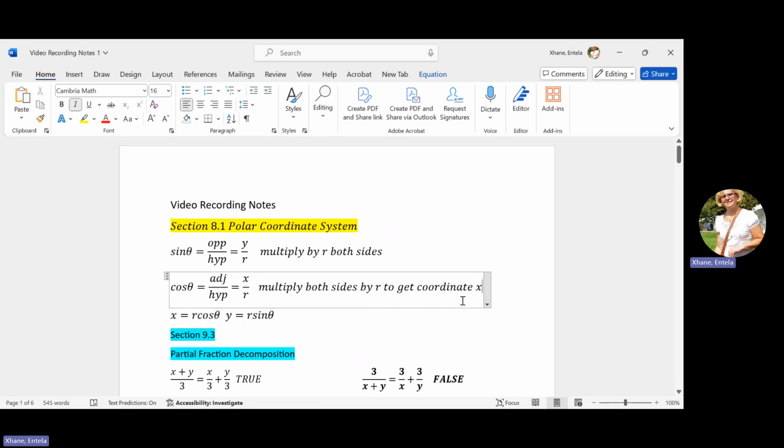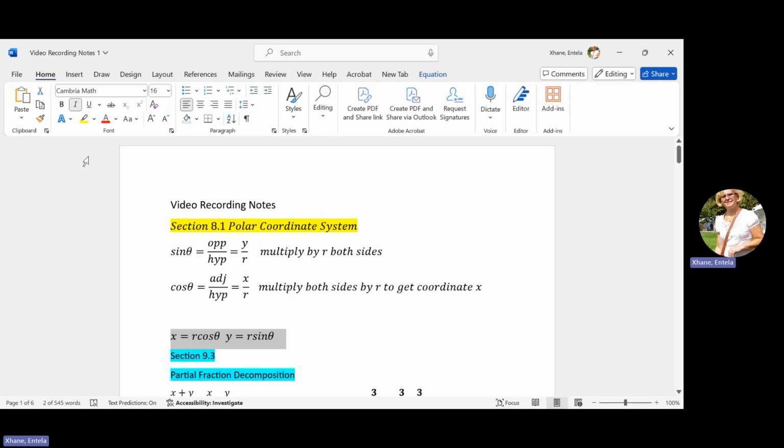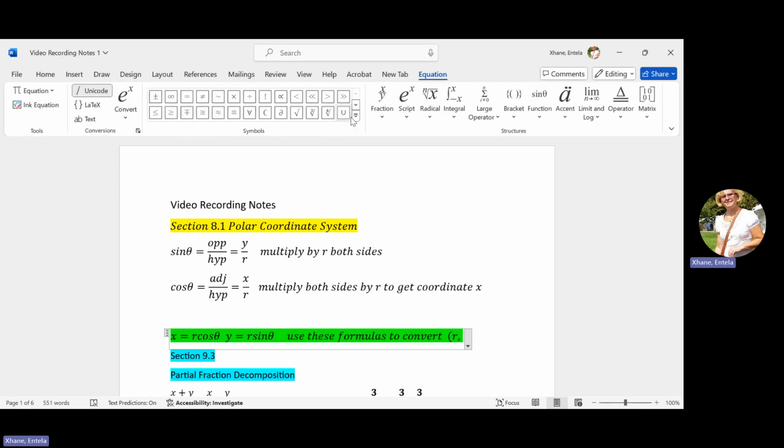And these are the first two formulas that will be used to convert. So I'm going to highlight them. Use these formulas to convert r comma theta, that's a polar coordinate, into x and y.